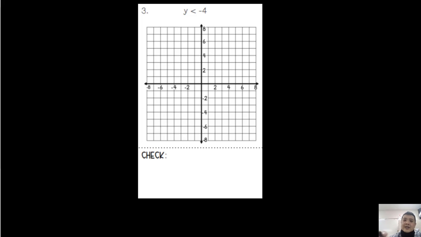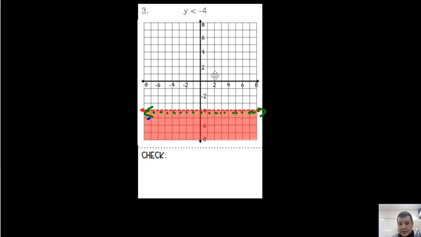This one says y is less than negative 4. So remember that y equals negative 4 is a horizontal line. This is going to be a horizontal line that's dotted because there's no underline right here. So like that, draw our arrows. And now this says y is less than -4, so that means it's going to be shaded down there. So it should look like this.